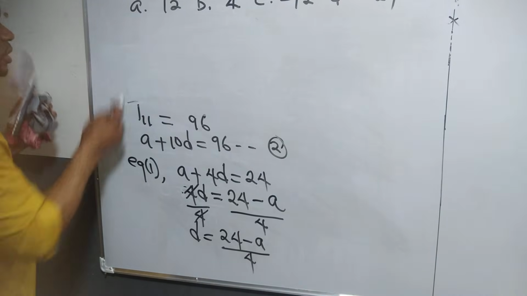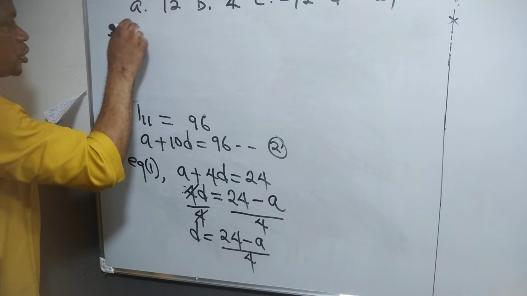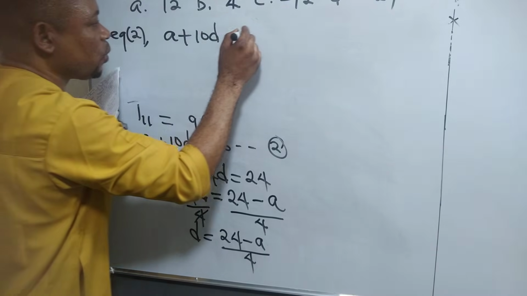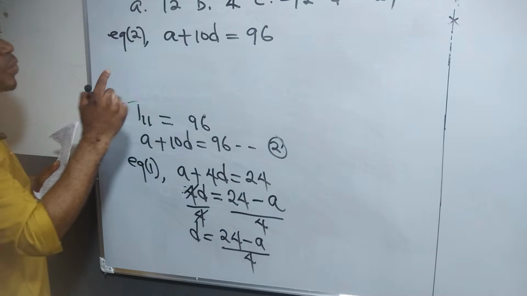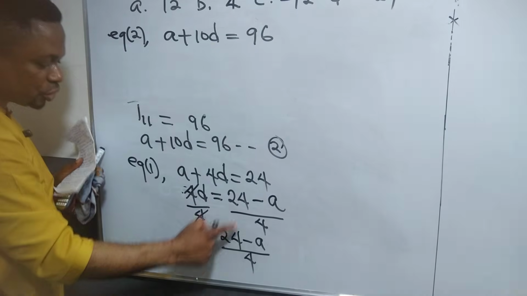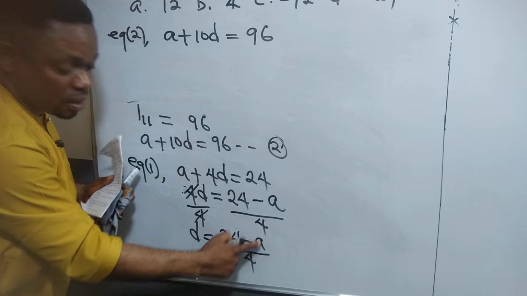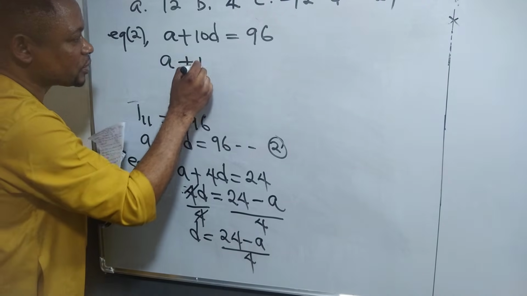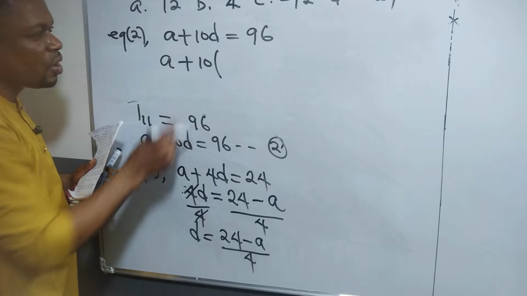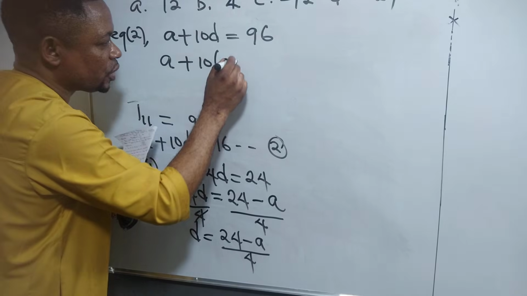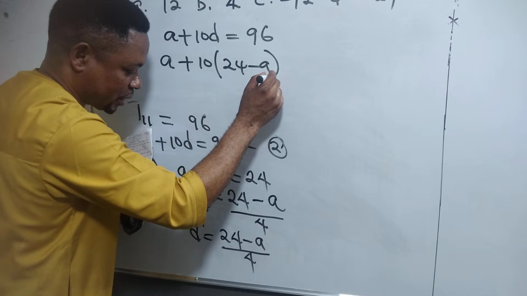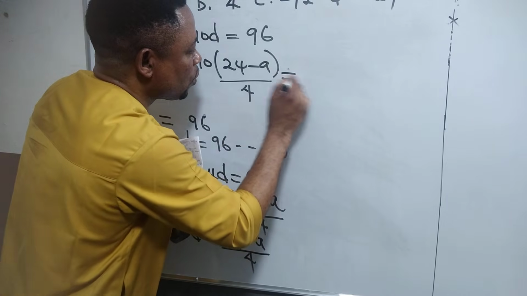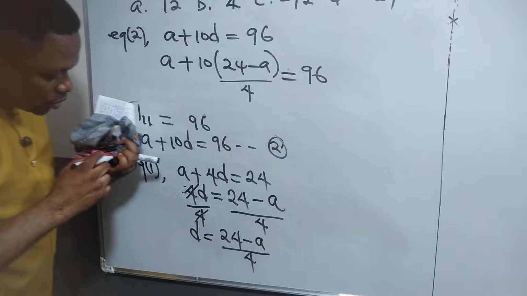I want you to observe this. In equation 2, what is the equation? A plus 10D equal to 96. Anywhere we come across D, you should introduce 24 minus A all over 4. Here is A, then plus 10, open the bracket. What is D? D is 24 minus A, close the bracket, then all over 4, equal to 96.